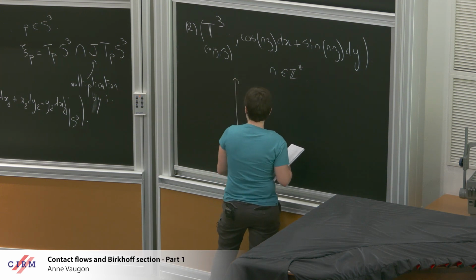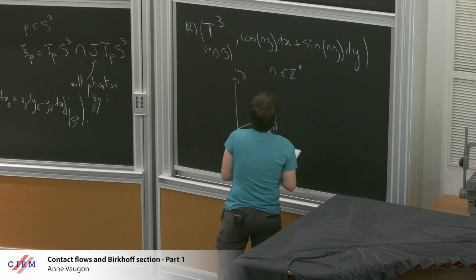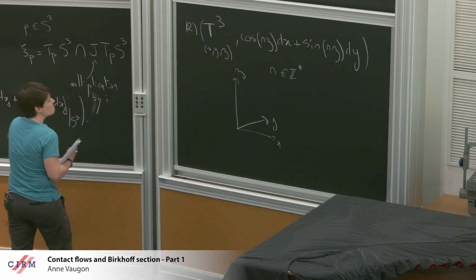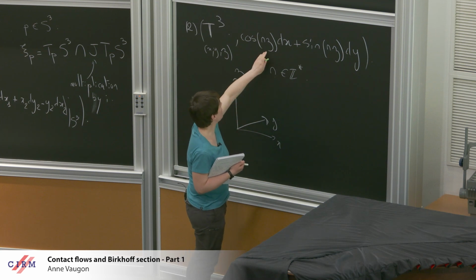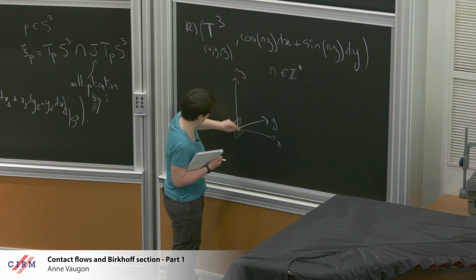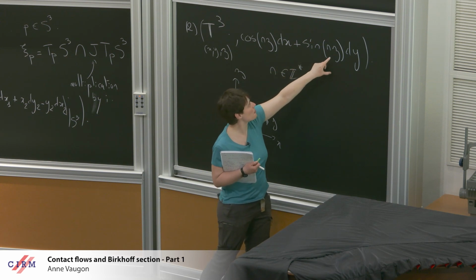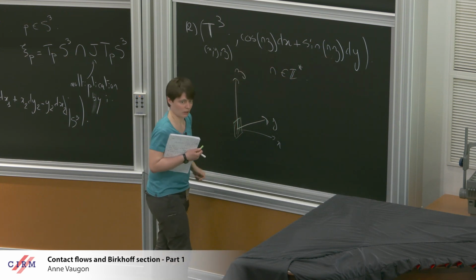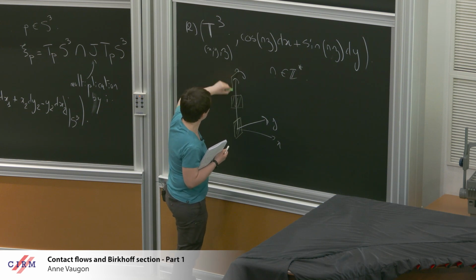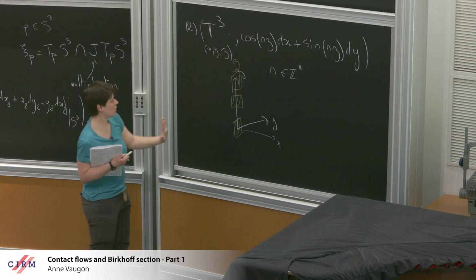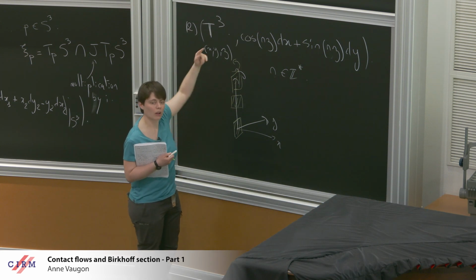And you can draw some picture. So this time, it only depends on z. So I will look at what happens along the z-axis. Then for z equals 0, I have dx equals 0. So I obtain a plane like that. Then it will start turning. And then at some point, this one will be 1, and this one will be 0. So we have made a half turn. And so on. And on the vertical line, the contact structure does n turns before closing up because we are on T3.